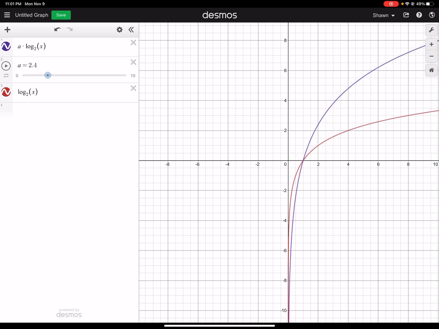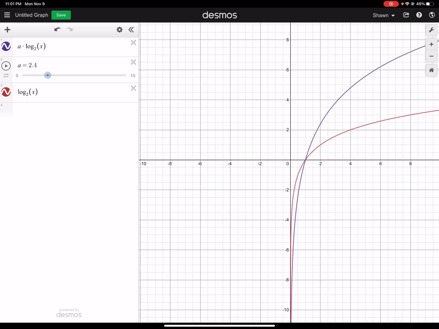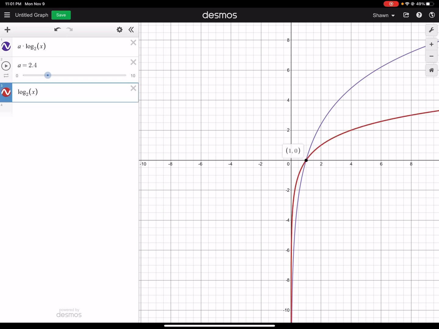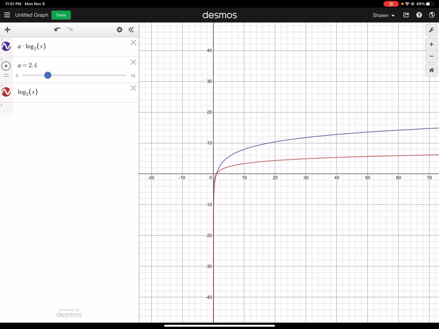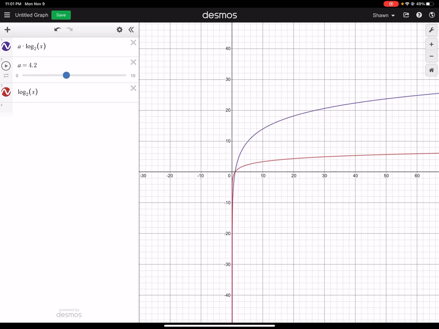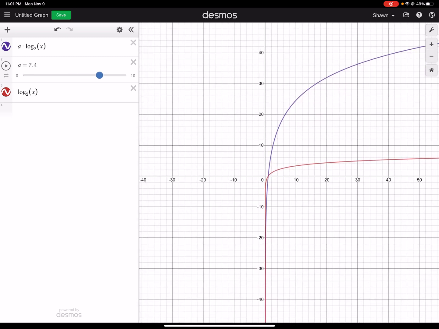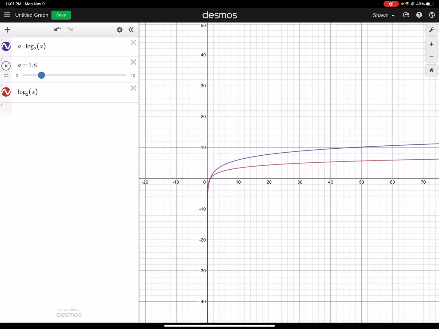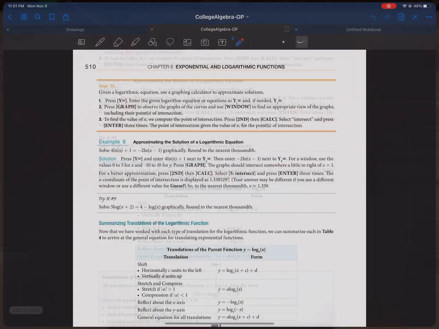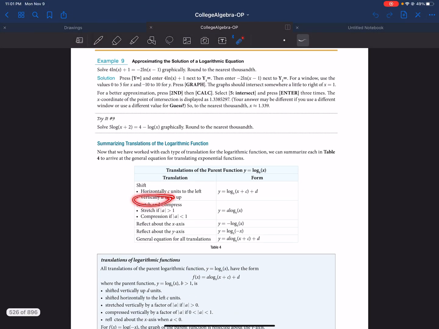It's not that it's shifting the whole graph up. You can see it stays at that point right here at 1 comma 0. But what is happening on a larger scale is I'm stretching the other graph up further and further as I allow a to grow larger and larger. So that is that vertical stretch. In that case, it is a compression if a is less than 1, meaning it's a fraction out front, it'll compress it in the y direction.